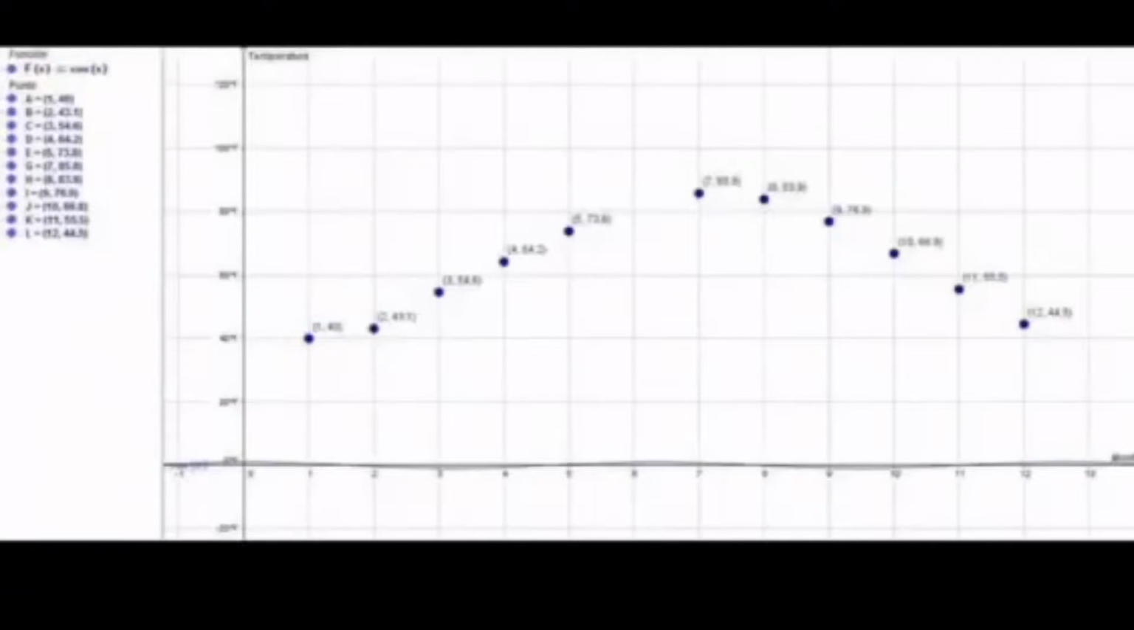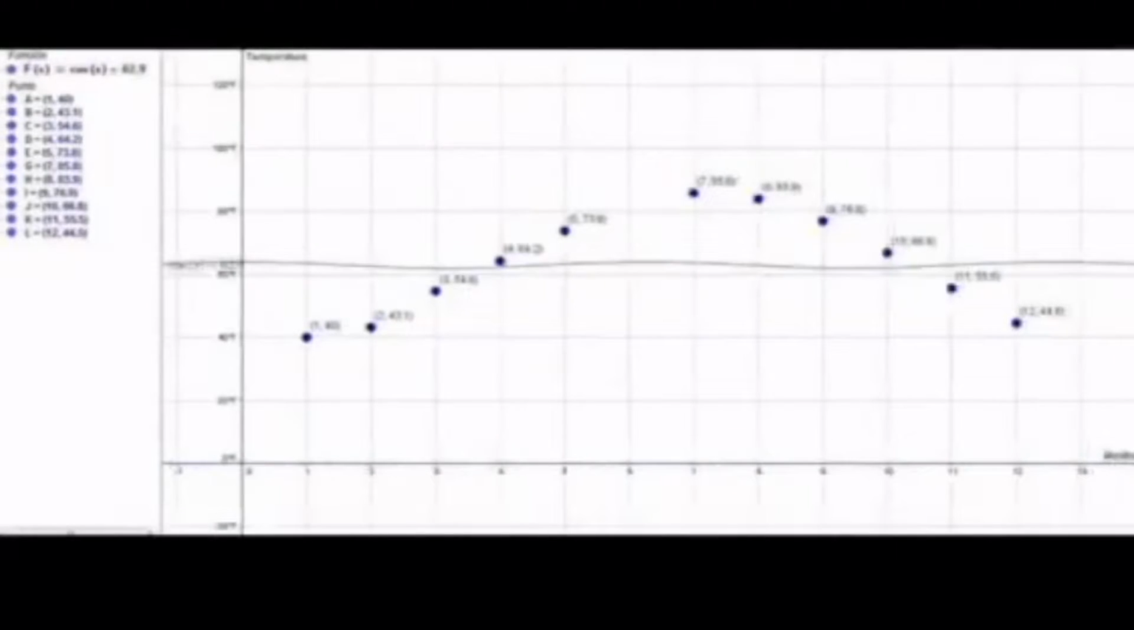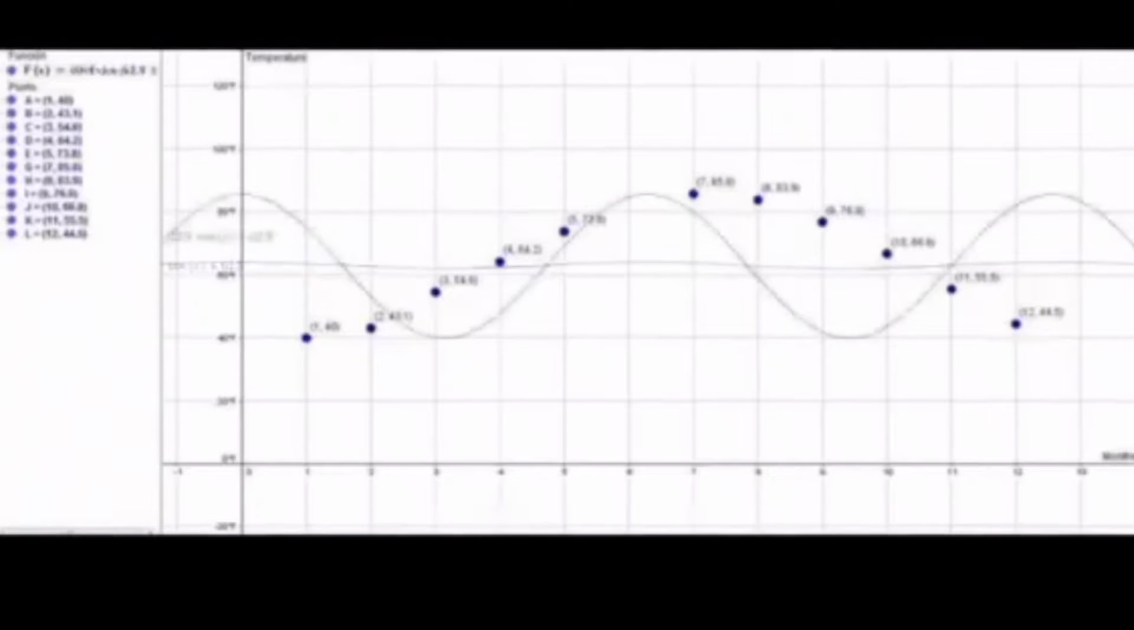Here we can see the graph with the basic equation of cosine. To find c, we add the maximum value plus the minimum value and divide it over 2. That gives 62.9 and we substitute it in the equation. To get the amplitude, that is a, we do the same, but now subtracting the values. The result is 22.9 and we substitute it in the equation.